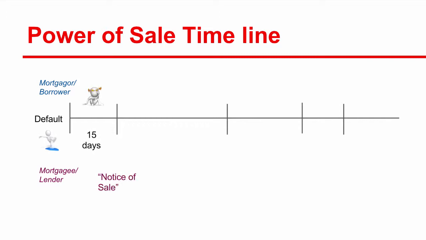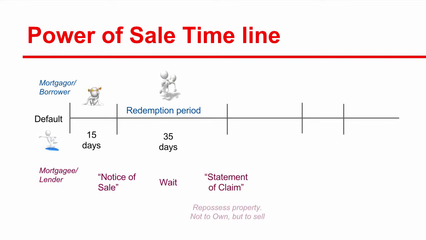notice of sale. And then the borrower will have 35 days. The 35 days is known as the redemption period to pay up to date. In the meantime, the lender can do nothing but wait. At the end of the 35-day period, they can send out a statement of claim. What this will do is enable them to have possession of the property. Now, this is not for them to own the property, but rather they're able to sell the property.